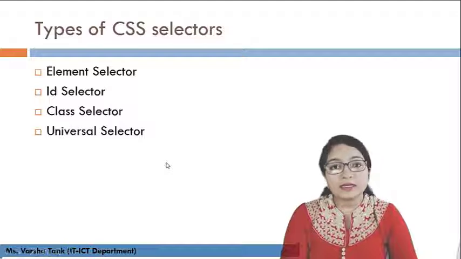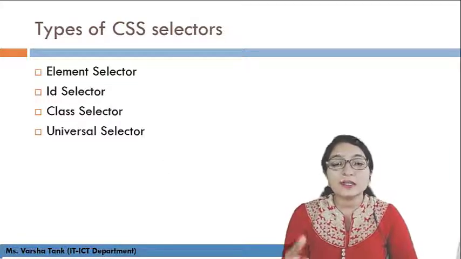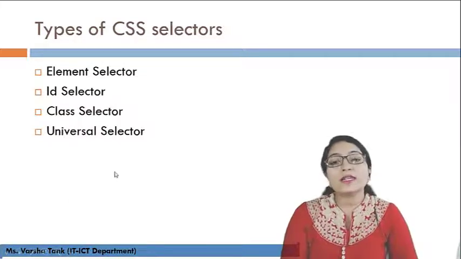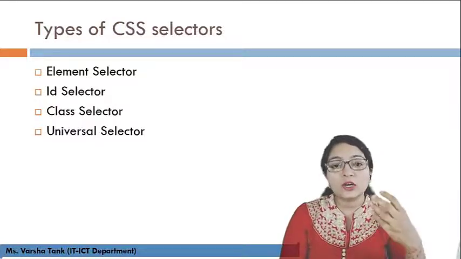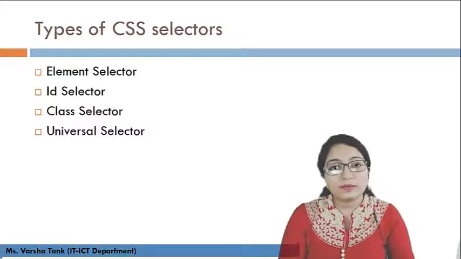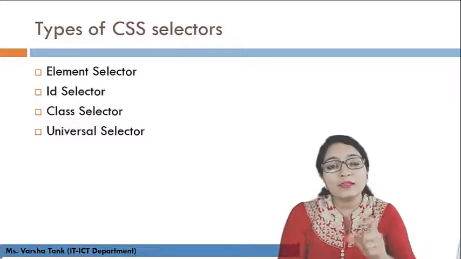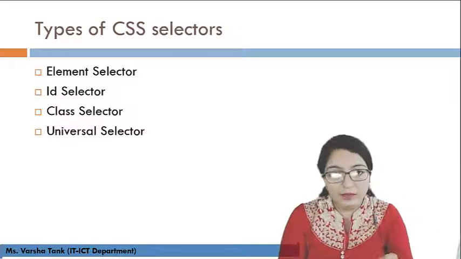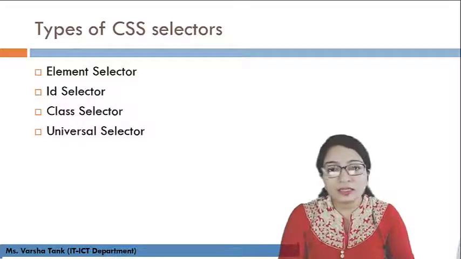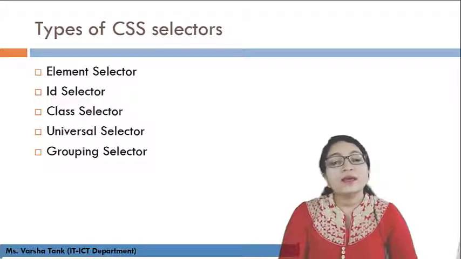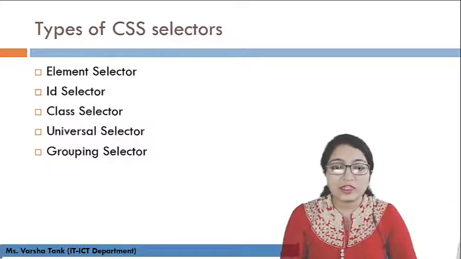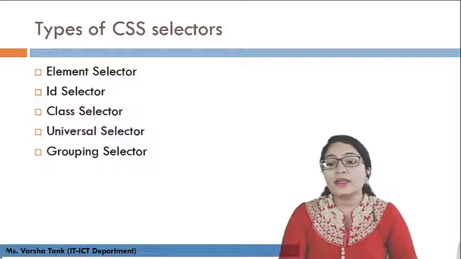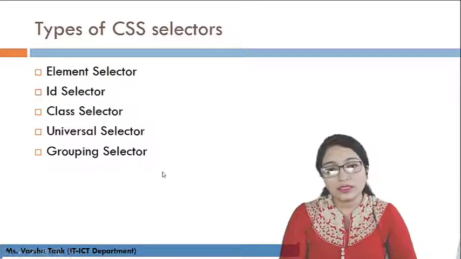Then the universal selector. If you want to apply the same style to each and every selector, at that time you can use the universal selector. For example, whatever content you have written in your HTML document that should be displayed in the browser should be in bold and in the center. For that you can write the universal style. Then next one is the grouping selector. For example, if you want to apply the same style to some of the elements, at that time you can define this grouping selector.